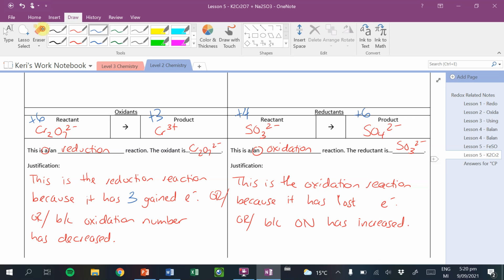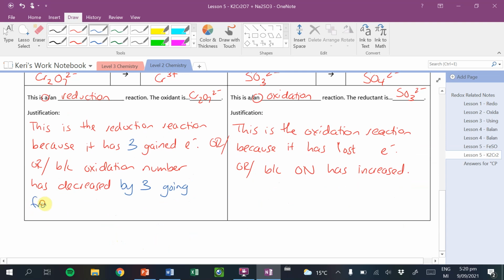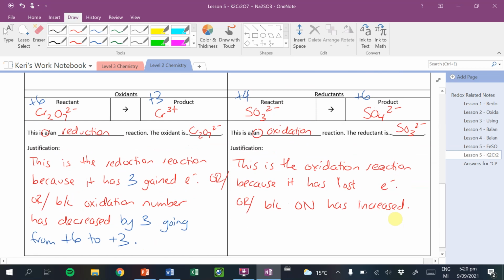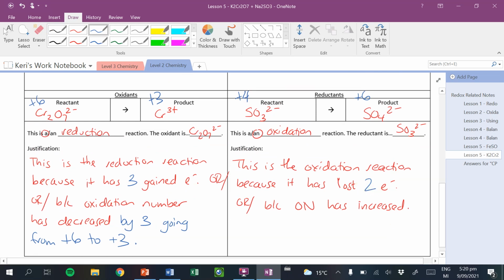So oxidation number in this case has decreased by 3, going from positive 6 to positive 3. On the flip side, this one has lost 2 electrons, and its oxidation number has increased by 2, going from positive 4 to positive 6. That's all you've got to do.